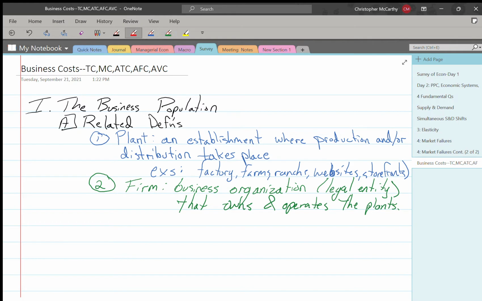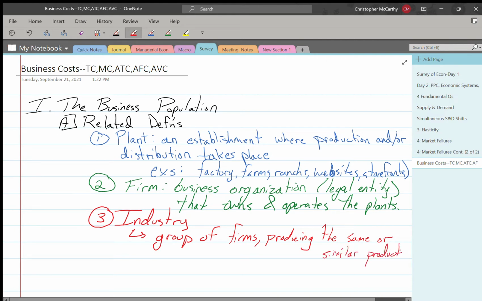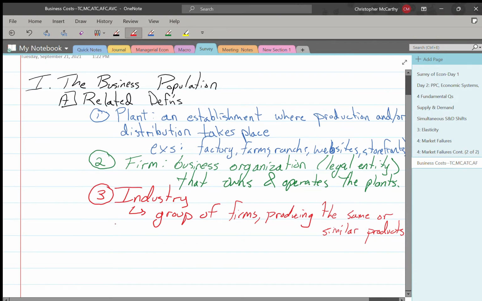When we're talking about businesses, right, we can group all of these businesses into what are called industries. So an industry is a group of firms that produce either the same or similar products. So some examples of industries, right? i.e., we've got the airline industry or the automobile industry.